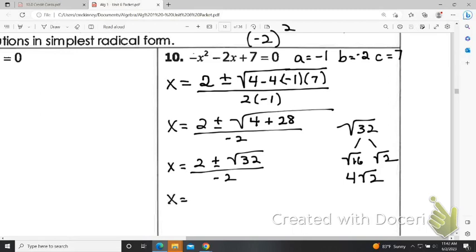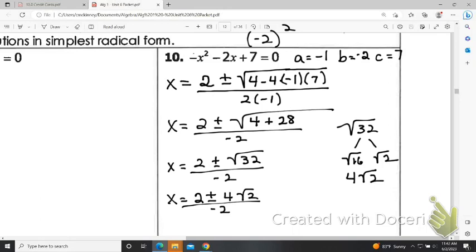Notice also when we do these ones that we don't get rational answers, we don't have to split up the plus and the minus. We can just leave it together. So I've got 2 plus or minus, and then instead of 32, now I'm going to write 4 radical 2. And then I want to see, can those be divided by negative 2? And of course they can.